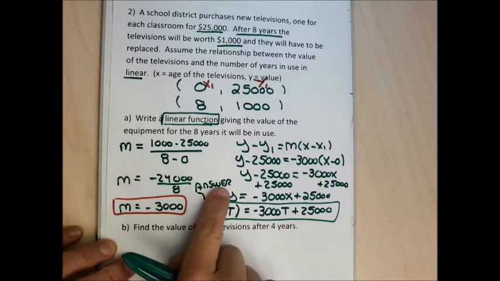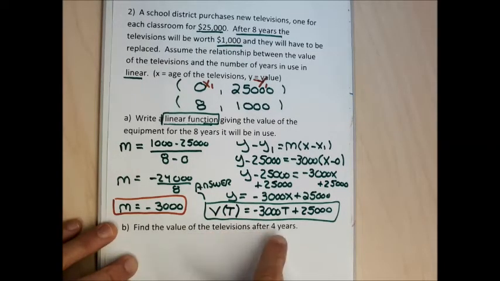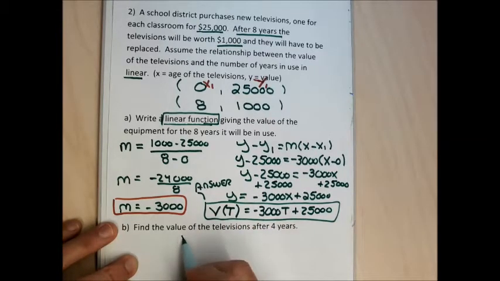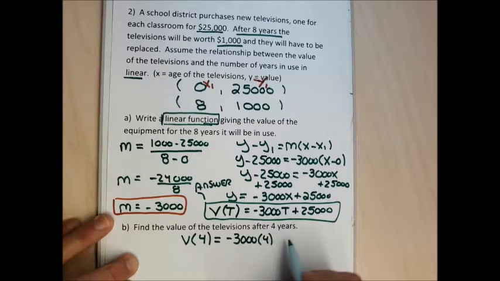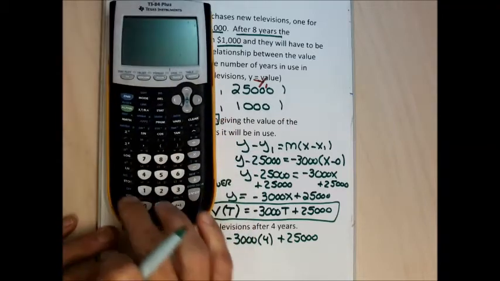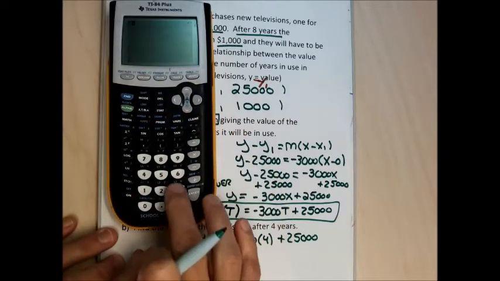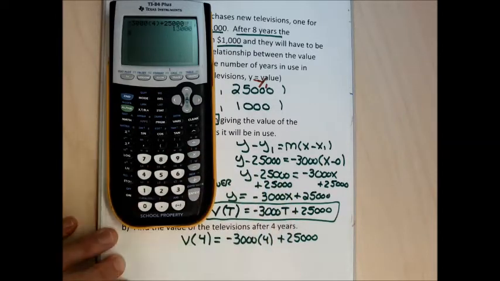Now I'm going to use either that or that equation to get the value of the TV after 4 years. I just plug 4 in for t into whatever answer you chose for part A. So the value after 4 years is going to be negative 3000 times 4 plus 25,000. I think that comes out to 13,000, but I'm going to do it on my calculator. On my calculator, I'm going to go negative 3,000 times 4 plus 25,000, and it gives me 13,000.